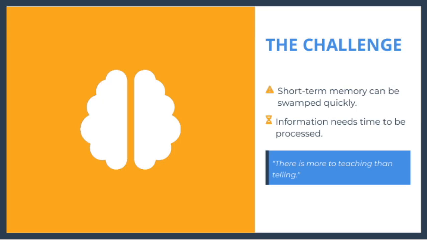There is more to teaching than just telling students facts or information. You see, for learning to really happen, the information needs time to be processed and understood. If we rush through it, students might not fully grasp the concepts. Short-term memory is quite limited and can get overwhelmed quickly, especially if we give too much information at once. That's why chunking and giving students space to absorb are so important. Keep in mind, this challenge ties back to our overall goal of effective teaching, making sure students don't just hear the information, but actually internalize it.